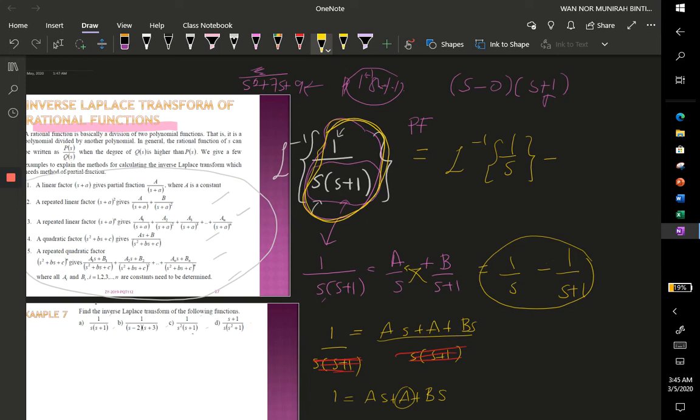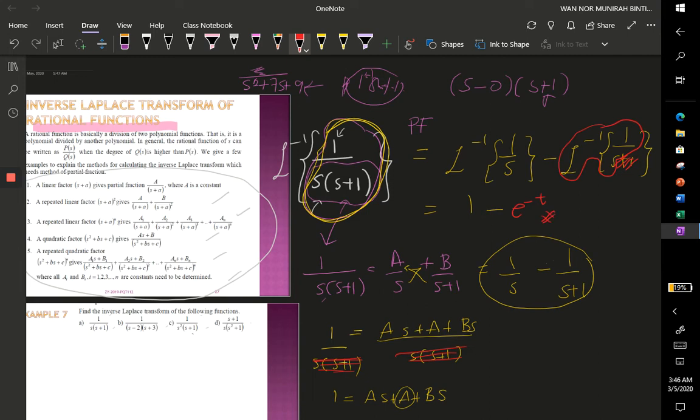Okay, so B is negative 1. So I have minus Laplace inverse of 1 over S plus 1. You can refer to the table of Laplace transform. The inverse of 1 over S is 1. So minus, 1 over S plus 1 is e to the power of at. We take out e to the power of at, e to the negative t, since a is negative 1. So I take the Laplace inverse of the remainder, which is the Laplace inverse of 1 over S, which is 1. So this is our solution.